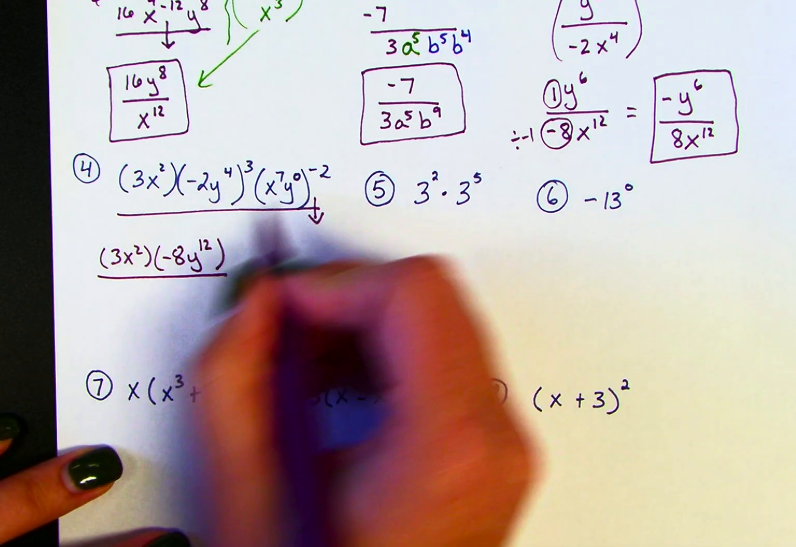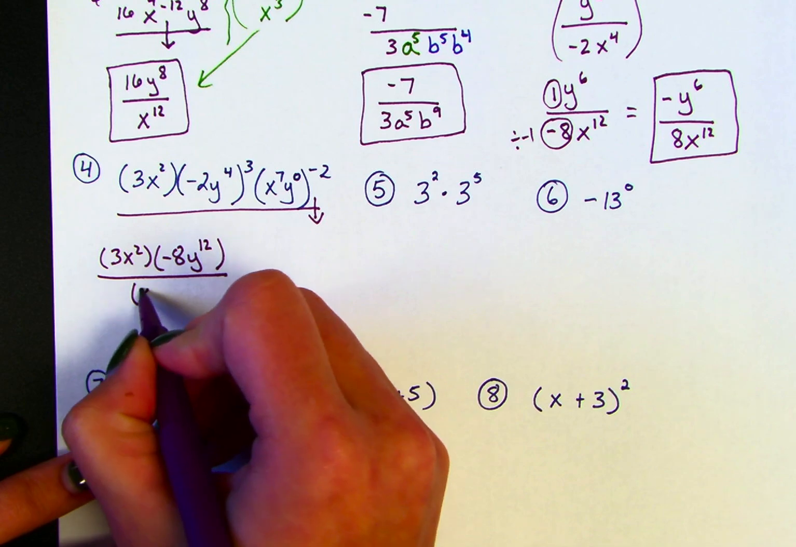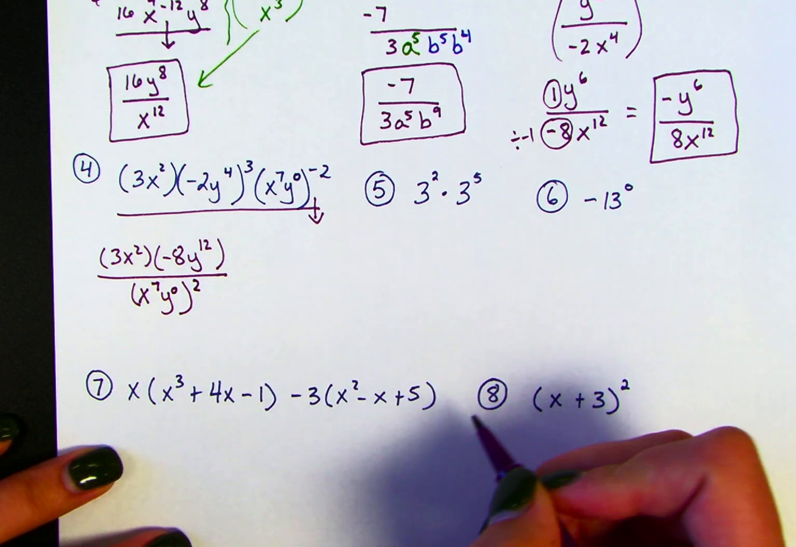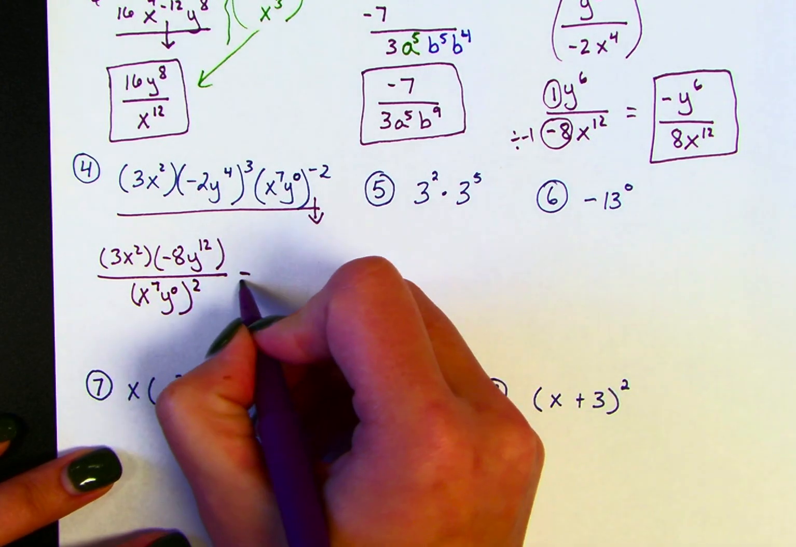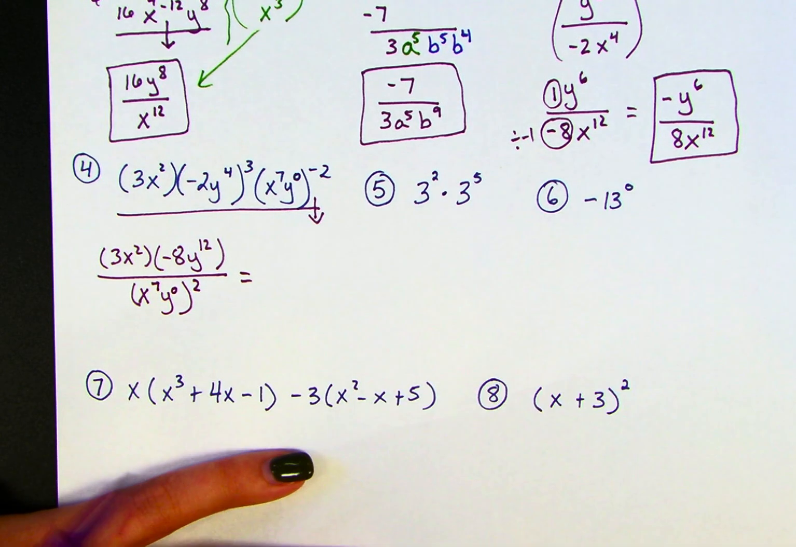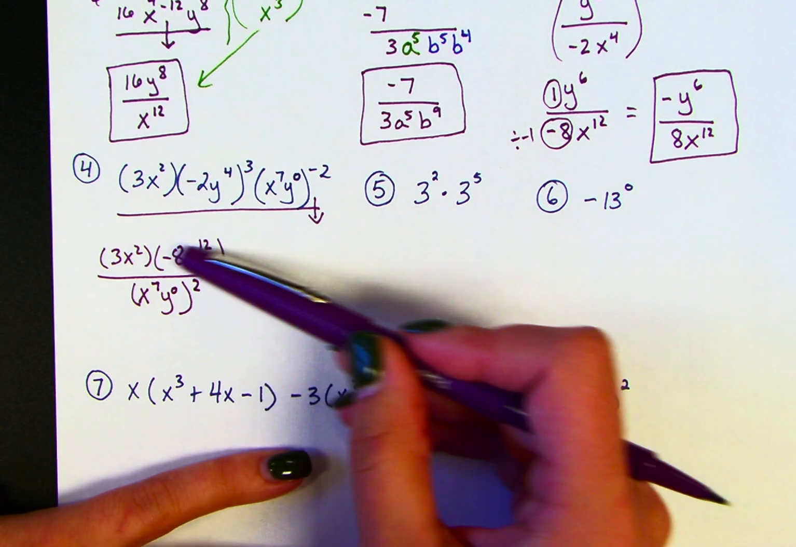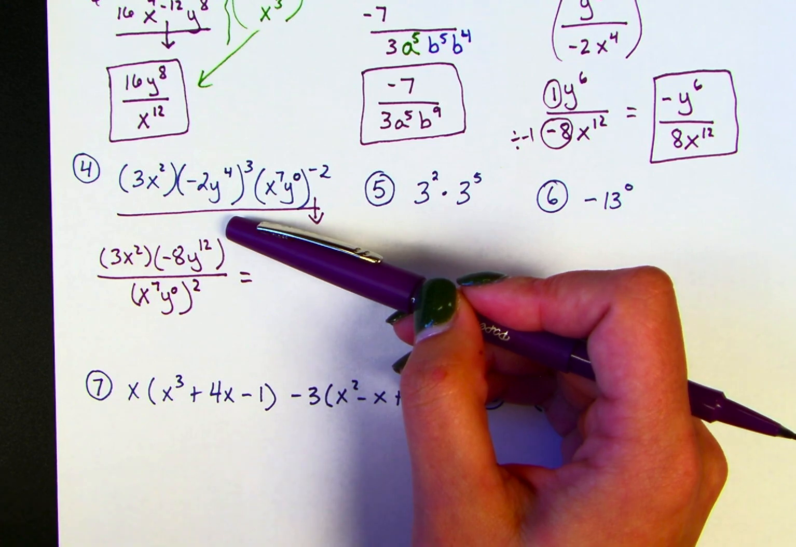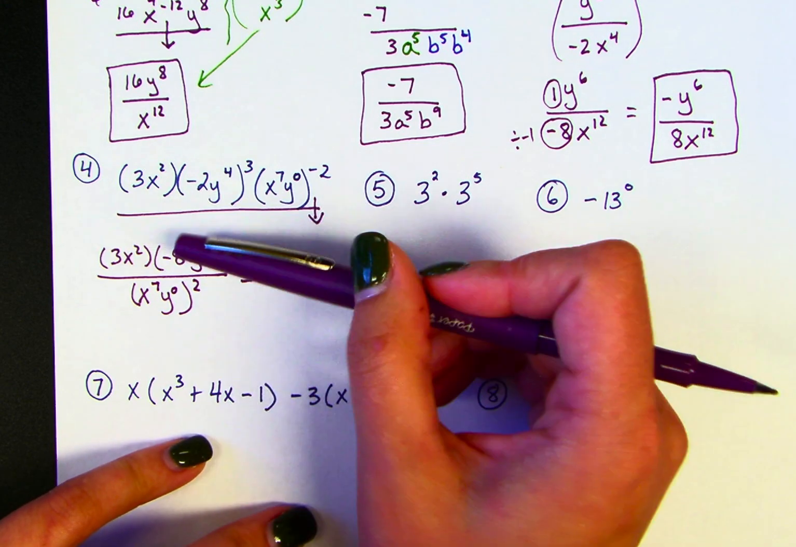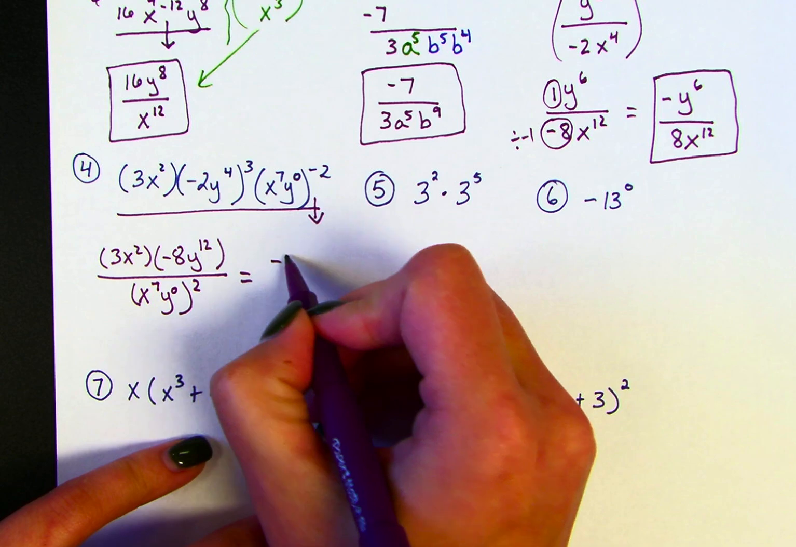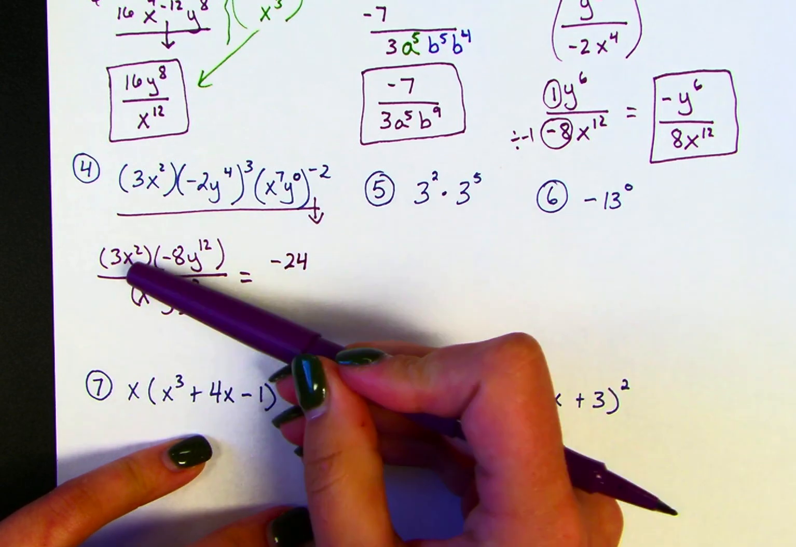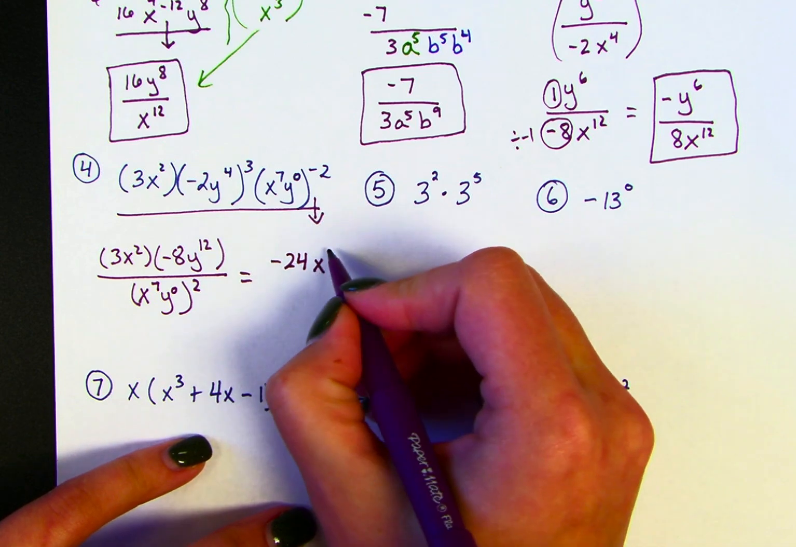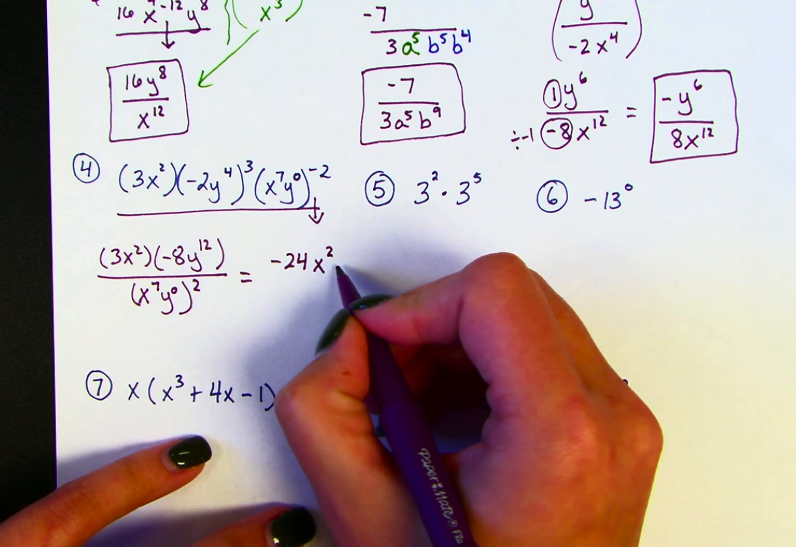Okay. And then this group gets moved down to the denominator, so this will be x to the 7th, y to the 0, and then to the positive 2. So now as I'm looking at these groups, we are multiplying, and I don't have an exponent on the outside. So we're just following our normal multiplication rules. So 3 times negative 8 is negative 24. And then I have an x and a y, so the bases aren't the same. So that means that our exponents aren't going to change. So this will be x squared y to the 12th.